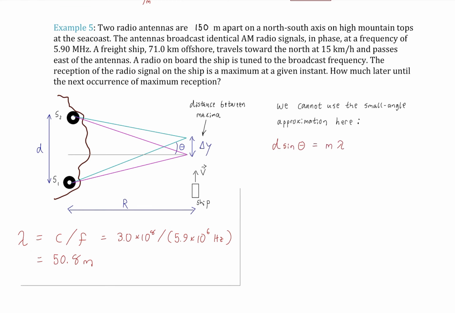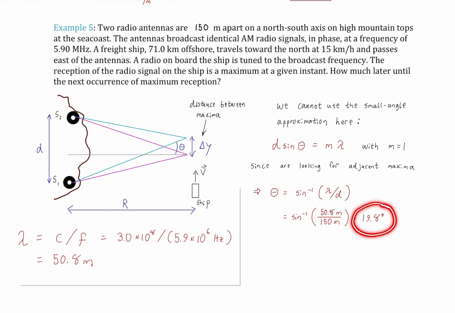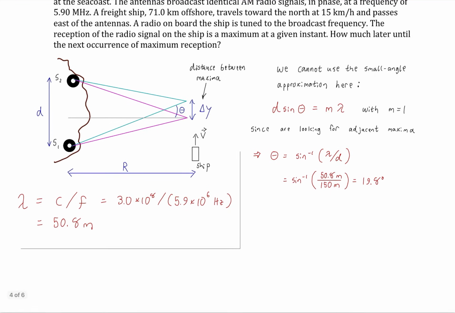Now let's move on to the bulk of the problem. We cannot use the small angle approximation here, so instead we use this formula with m equals 1, since we are looking for adjacent maxima, and we find this angle theta. That ends up being 19.8 degrees. So indeed, our choice of not using the small angle approximation was justified, because that's well bigger than 15 degrees.